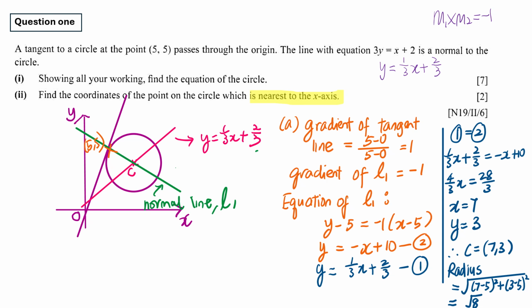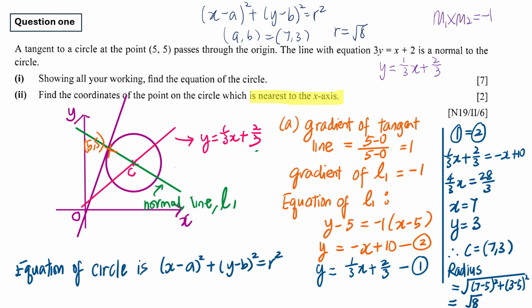And with all this information, we can plug into the standard form, where (a, b) is the center, which we have found to be (7, 3), and the radius is square root of 8. So with that, we can find the equation of the circle to be (x - 7)² + (y - 3)² = 8, because the square of square root 8 will give you 8. So this is how we do part i.